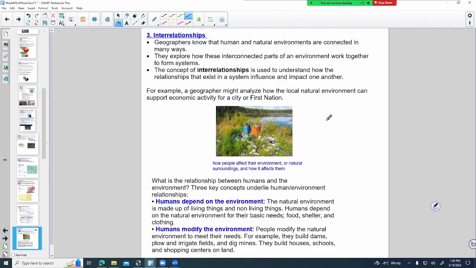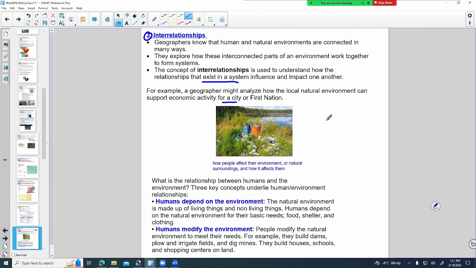Okay, number 3 is interrelationships. So geographers know that human and natural environments are connected in many ways. So what they do is they explore how these interconnected parts of an environment work together to form systems. So the concept of interrelationship is used to understand how the relationships that exist in a system influence and impact one another. Here's an example. A geographer might analyze how the local natural environment can support economic activity for a city or First Nation.